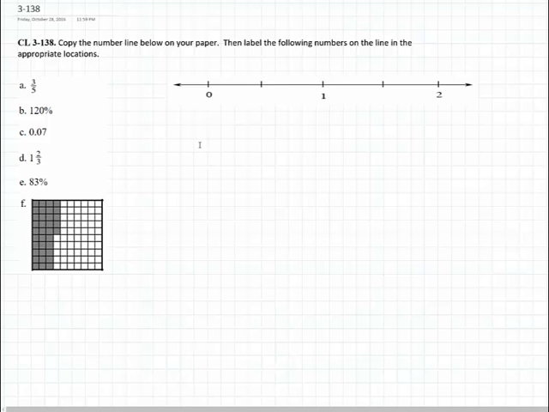Okay, 3-138, we have to copy the number line into our paper. I've already taken the privilege to just copy it onto this document. Then we're going to label the following numbers on the line in the appropriate locations. We've done things like this in class before, so hopefully we remember the process.